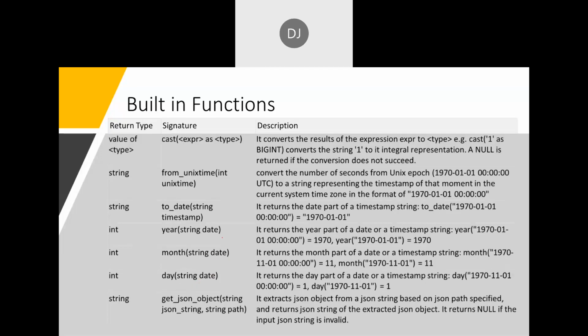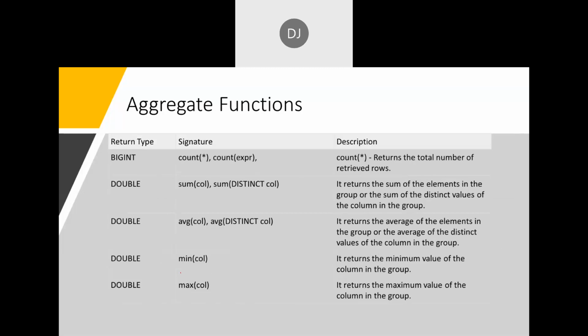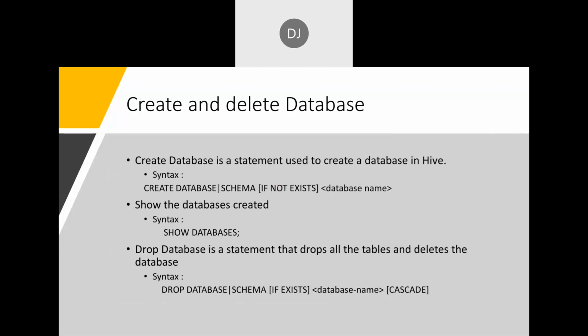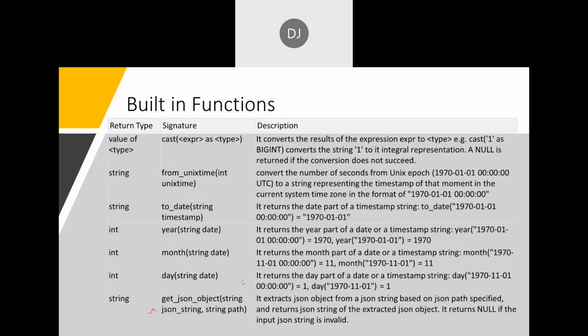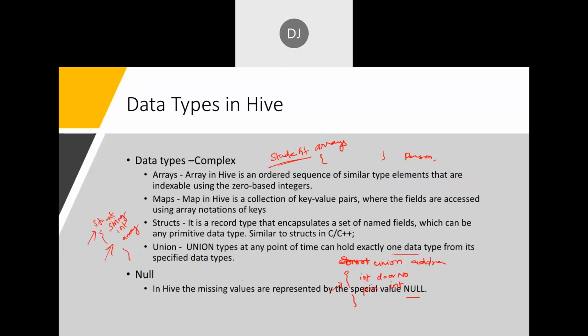And JSON objects also you can read. This we will see, I'll show one example. And casting you can do from one data type to another data type. Aggregate functions like sum, min, max, average, all these things can be applied. So how to create a database or a schema? It is CREATE DATABASE and SHOW DATABASES. Drop the schema, same thing. That is all for now.